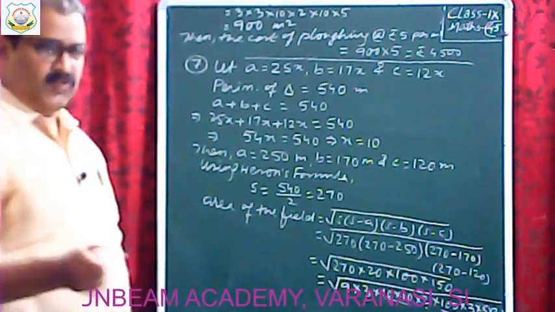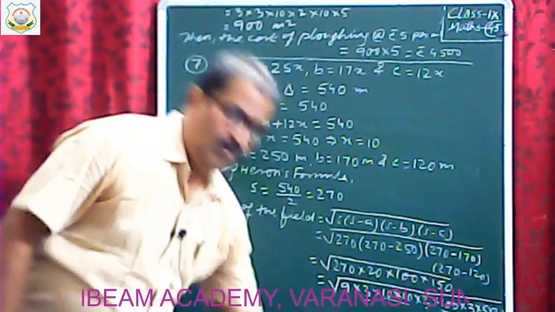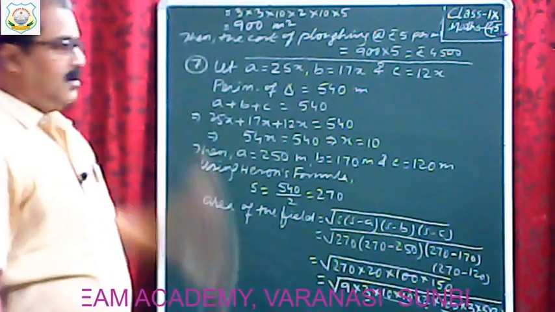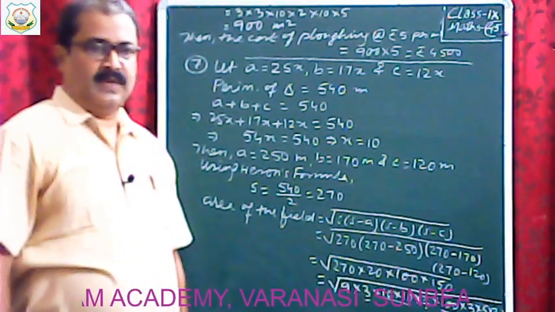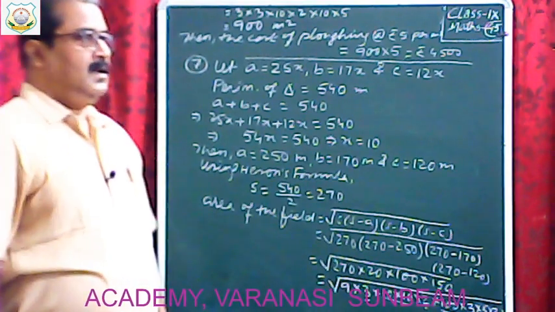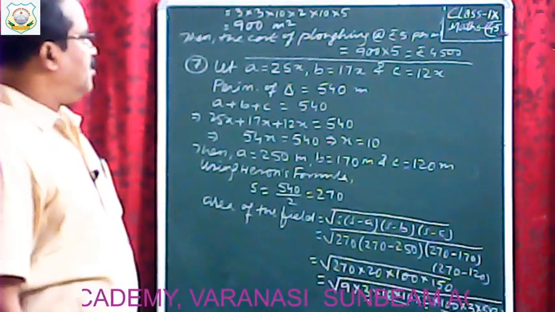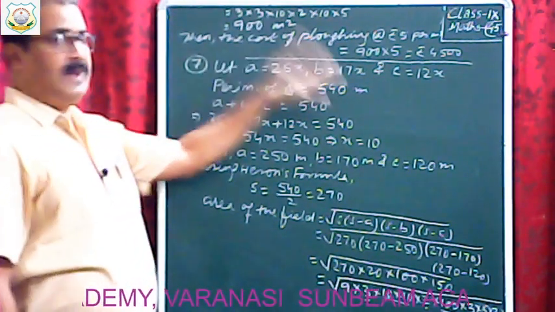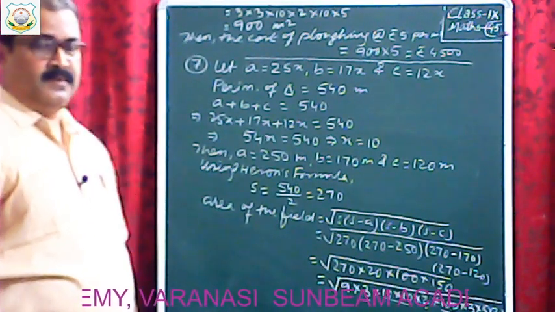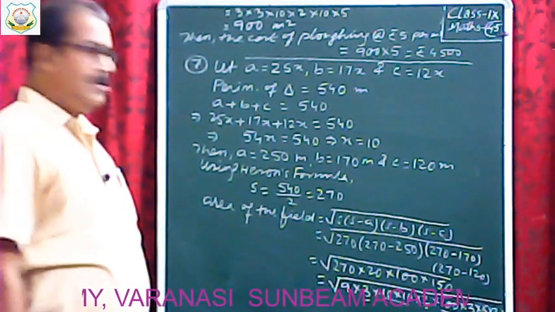Okay, again you have to check yourself the calculation, and thereafter you have to find cost of ploughing. Rate is given rupees 5 per meter square. You have to find cost also, multiplying the area by rate, that is 5 rupees per meter square. Okay. Now come to next.